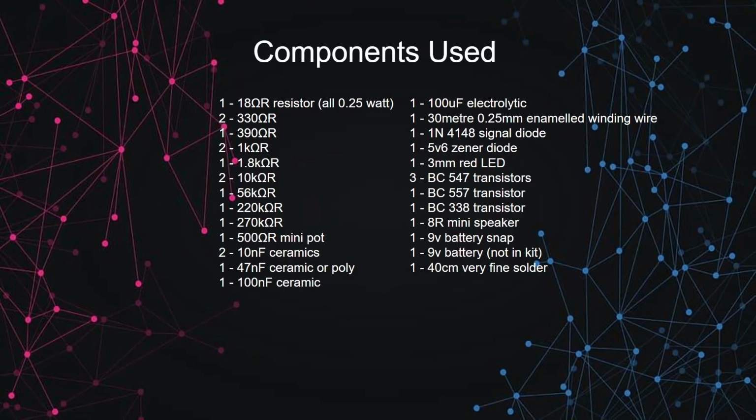So coming now to the components used. First are the resistors. We have used 0.25 watt resistors. There are various resistors here, so there are various values. Then comes our mini potentiometer. It is basically one 500 ohm mini potentiometer, which is used to vary the resistance. Then we have used ceramic capacitors, two of 10 nanofarad, and a 147 nanofarad ceramic capacitor. Then we have also used a 100 nanofarad ceramic capacitor.